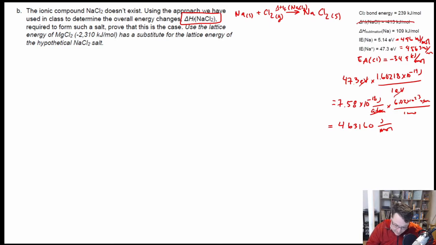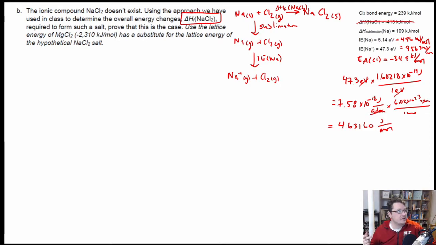Again, for the steps, the first thing is to focus strictly on what has to happen to the sodium. The sodium has to undergo sublimation, because we have to convert it into the gas phase. So now we have sodium gas plus Cl2 gas. The next step is the first ionization energy, of sodium to Na plus. That gives us Na plus gas plus Cl2 gas.